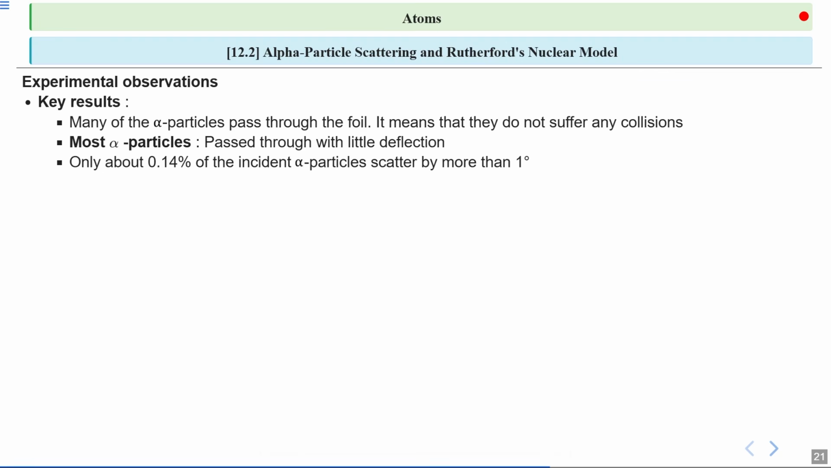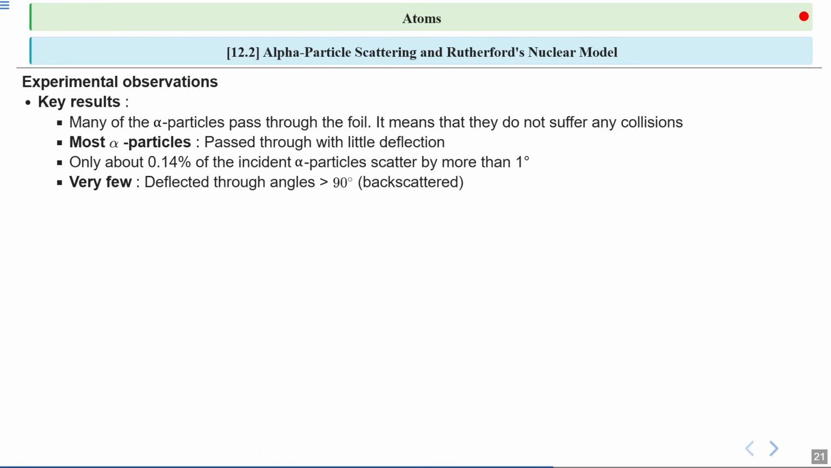Only about 0.14% of incident alpha particles scattered by more than 1 degree, and very few were deflected through angles greater than 90 degrees. Very few particles were backscattered. So, to put numbers on it, 1 in every 8,000 alpha particles was scattered through an angle greater than 90 degrees.